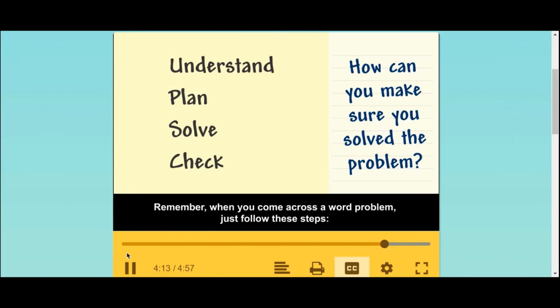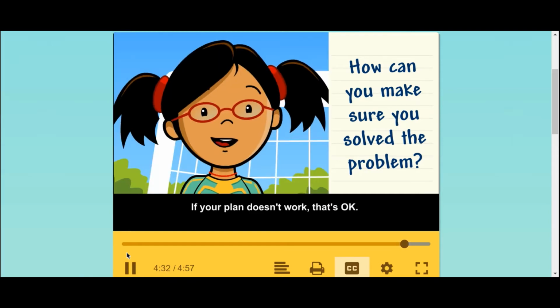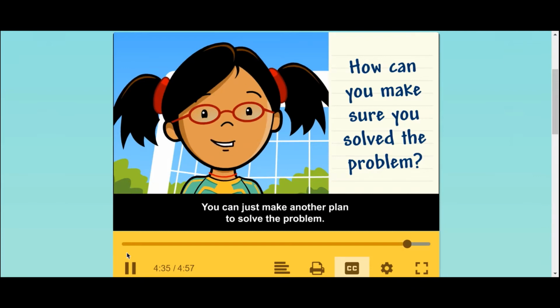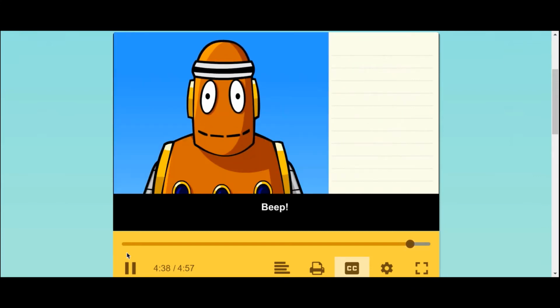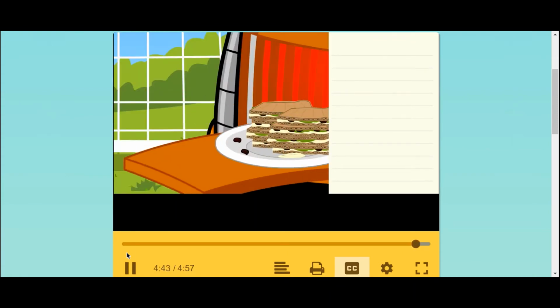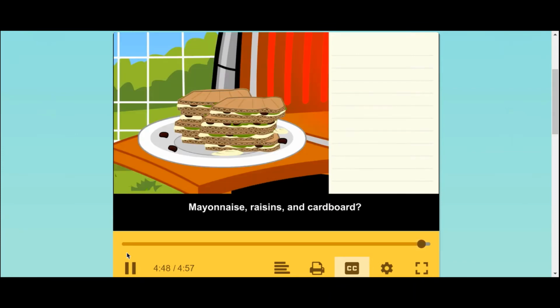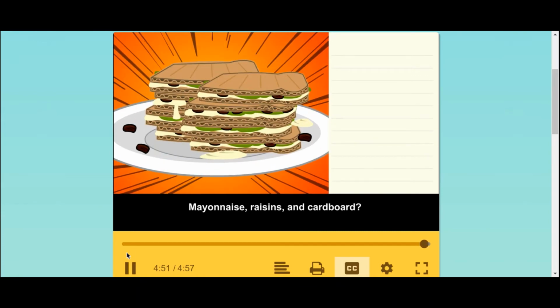Remember, when you come across a word problem, just follow these steps. First, understand the problem. Next, make a plan to solve it. Then, solve the problem. Finally, check your work. If your plan doesn't work, that's okay. You can just make another plan to solve the problem. Moby, we better make these sandwiches. What kind did you make? Mayonnaise, raisins, and cardboard?